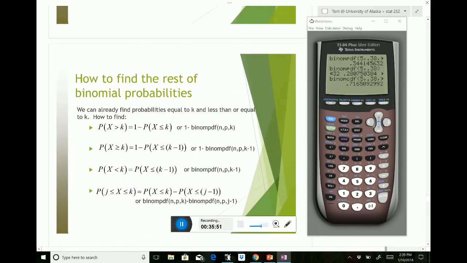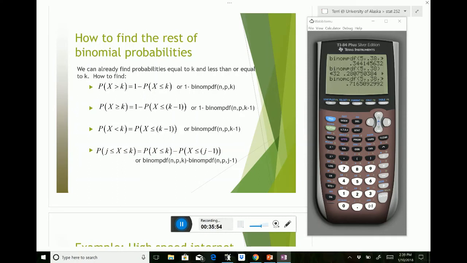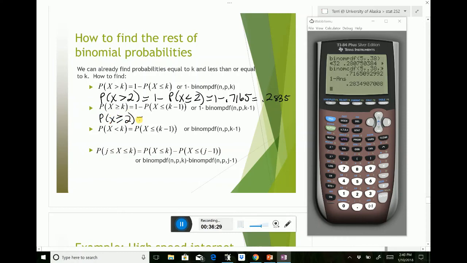Now, how to find other probabilities. What if I wanted the probability that x was greater than 2? Well, that's just going to be 1 minus the probability that x is less than or equal to 2. So I would go 1 minus, and I could also go second answer. That pulls up the last answer, which makes it really easy. That gives 0.2835.